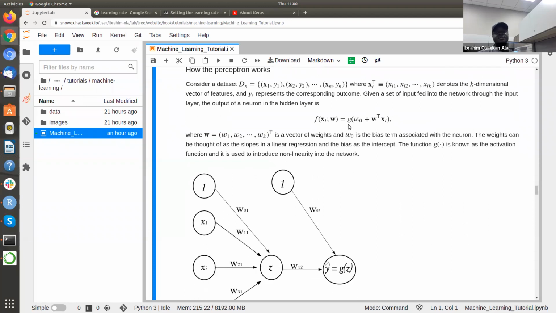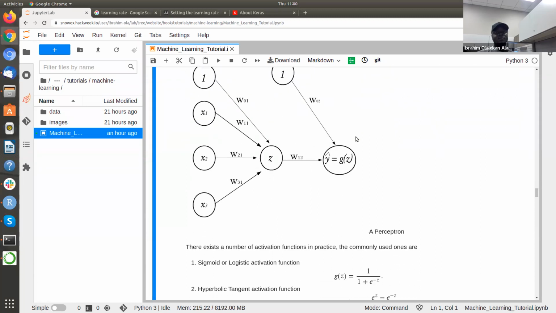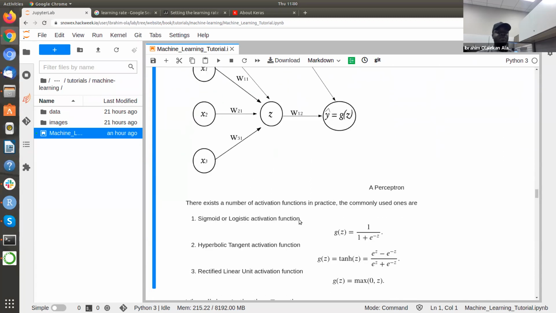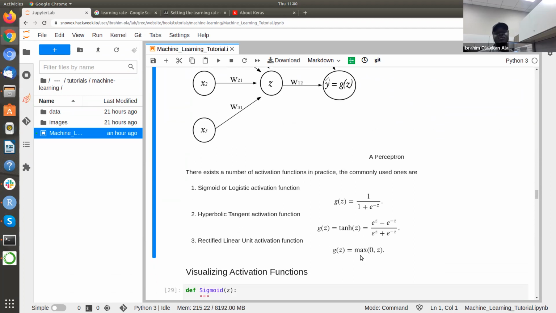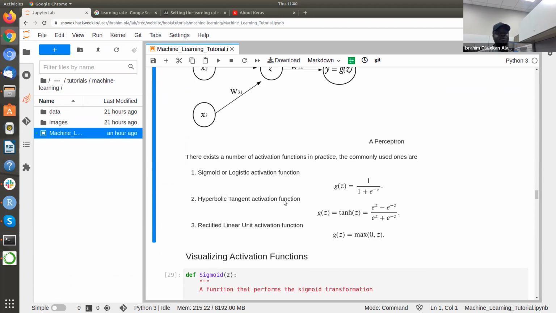And then we have different activation functions in practice. We have the sigmoid, we have the hyperbolic tangent, we have the rectified linear unit. The most commonly used one is the rectified linear unit, but it is also problem dependent, it is not fixed. So you use the activation function that works best for your model.